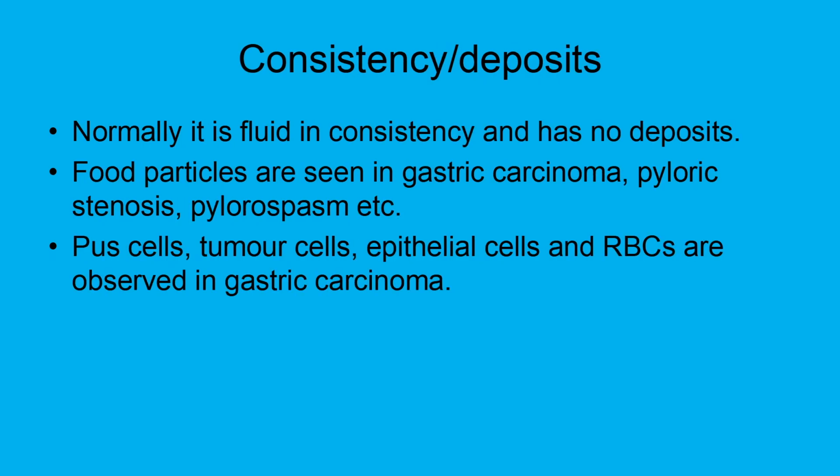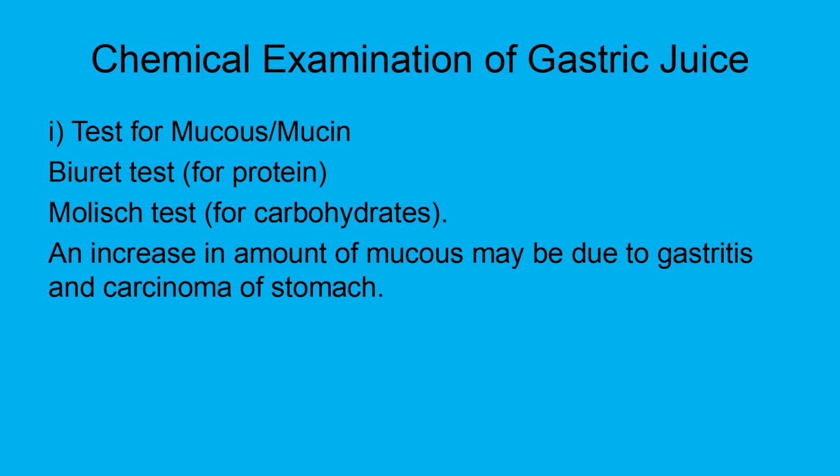Then consistency and deposit. Normal gastric juice will be fluid in consistency. It will not be viscous. It will be a clear fluid with no deposit. If some food particles are present, it may be due to gastric carcinoma, pyloric stenosis, pylorospasm, etc. Pus cells, tumor cells, epithelial cells, and RBCs will also be observed in the case of gastric carcinoma. That's all about the physical examination.